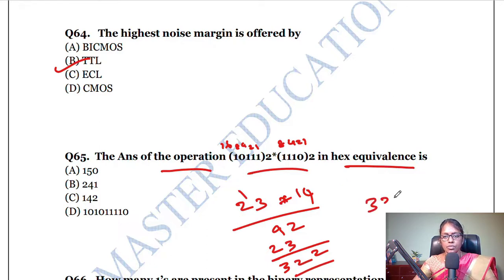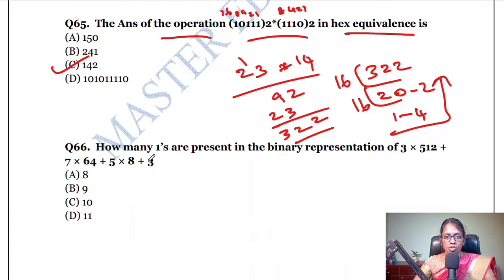3, 2, 2 is a decimal value. When you divide it by 2, 6, 12 and 0. Okay, 1, 16, 1, 4. So 1, 4, 2 is the equivalent hexa value that is available in option C.